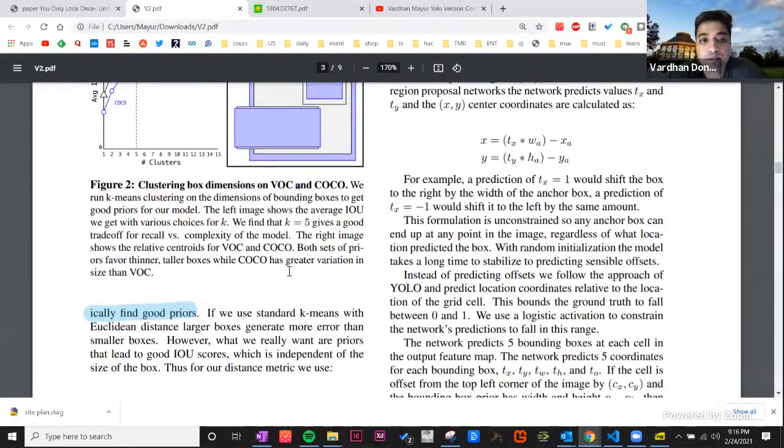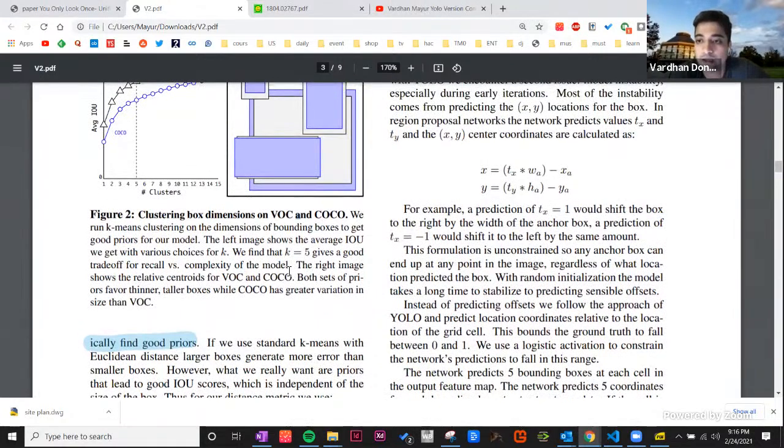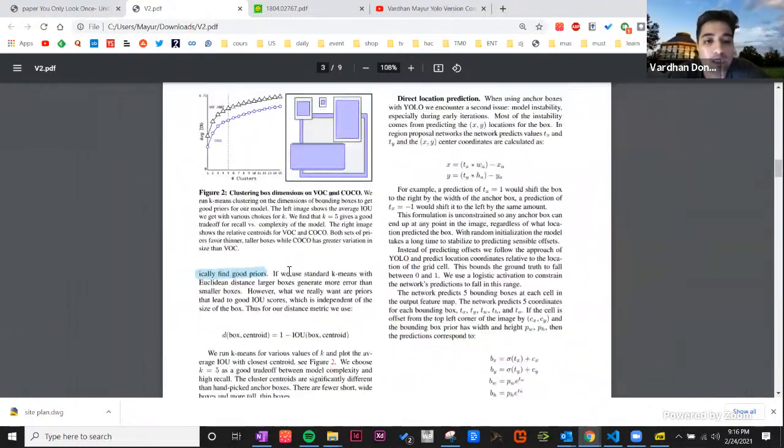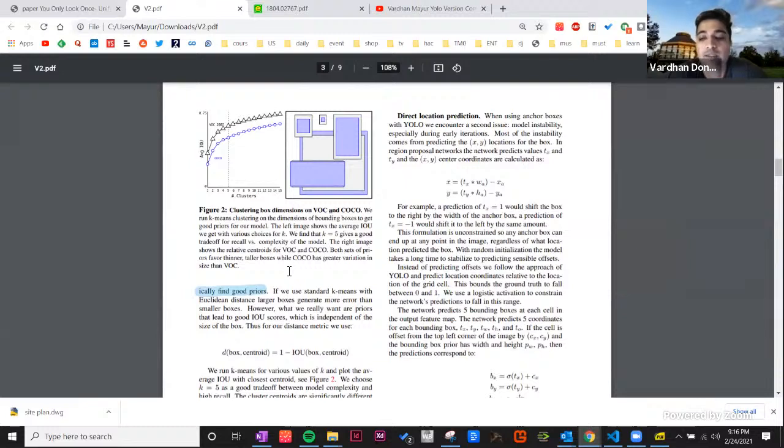And the idea is that they kept the number of clusters at 5, which they found to be a good optimal number of clusters to find the best anchor boxes present in the data set. I think this is for VOC. They found that most of the anchor boxes were thin and long, not very squarish, compared to rectangular. And this is the dimension clustering idea, they just try to find the best priors. I see.